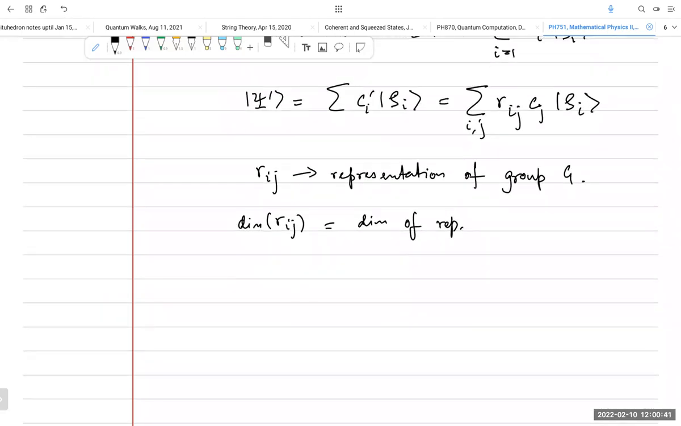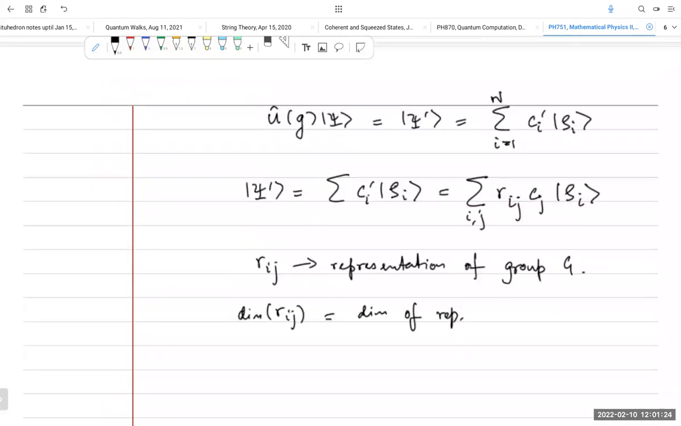So to wrap up, I'll give you an example of such an invariant subspace. Yeah, I'm getting a little bit confused right now, so let me look at this for a second. Okay, my mind is blank, so I'm going to leave it for the next class.